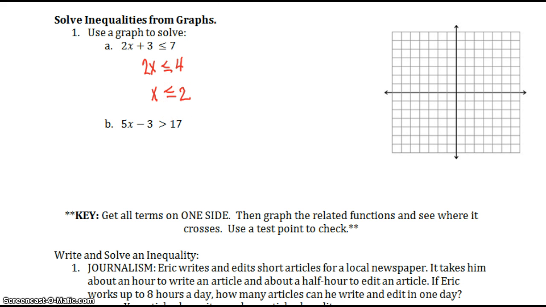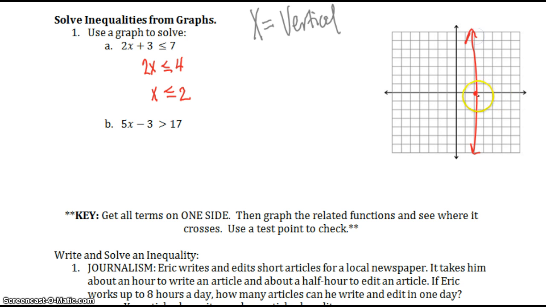All right, now remember what you know. If it's x equals a number, any number, then it's going to be a vertical line. That rule is still true even for inequalities. So come over here to 2. I know it's a vertical line. Is it a solid line or a dotted line? Well, it's equal to, so it's going to be a solid line.